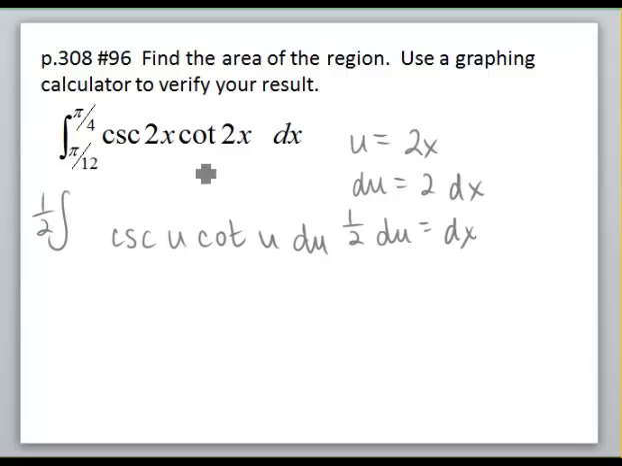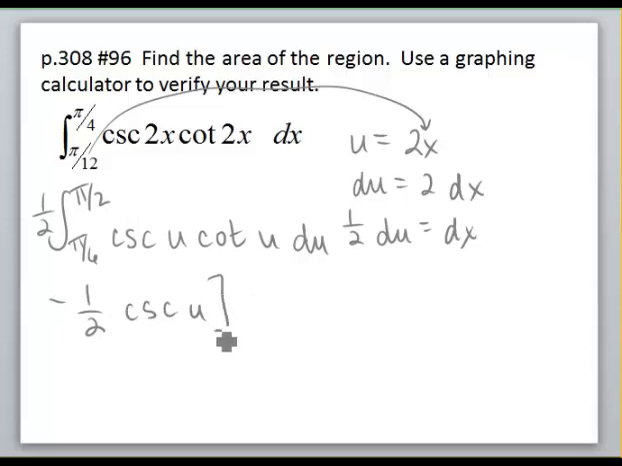Well, I know I need to change my bounds. So my bounds would now be pi over 6, and put in pi over 4, I'd get pi over 2. And so when I integrate, I end up getting negative 1/2 cosecant u from pi over 6 to pi over 2. And I will go ahead and tell you what the final answer is, because I will not be able to finish this in this video, but you should get 1/2. If you don't get 1/2, we can discuss that in class.